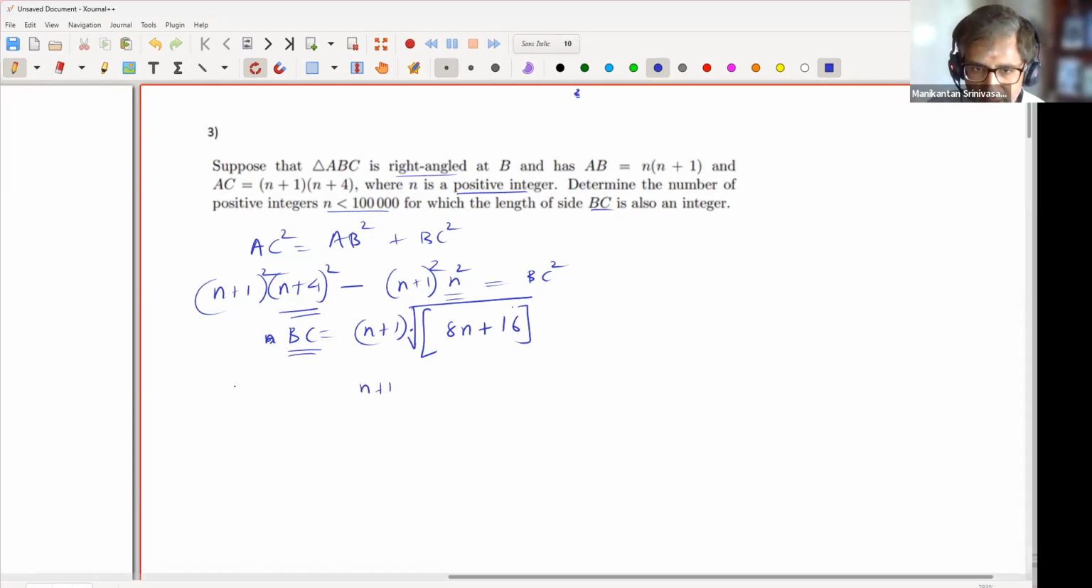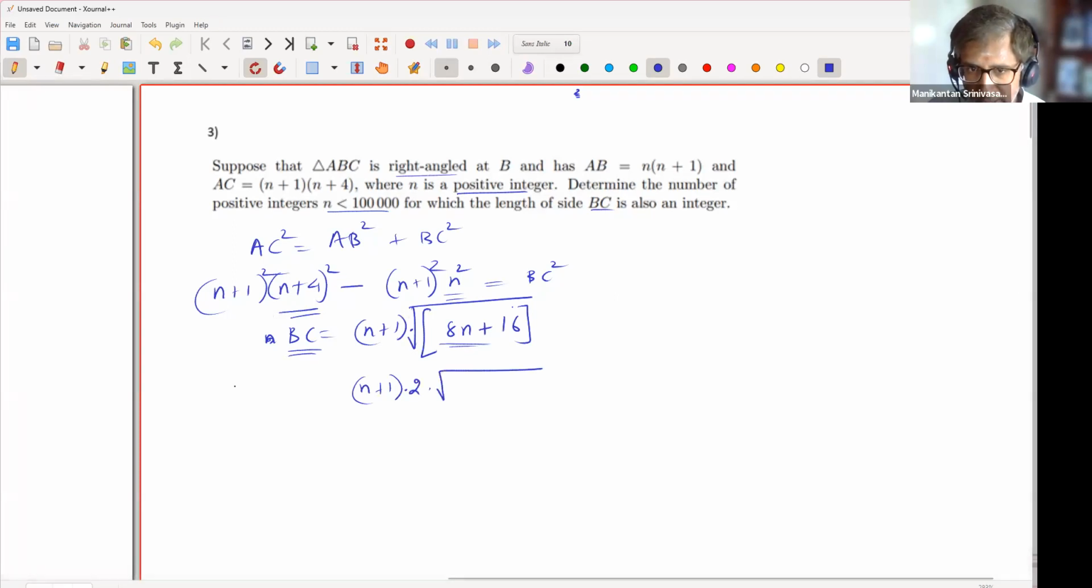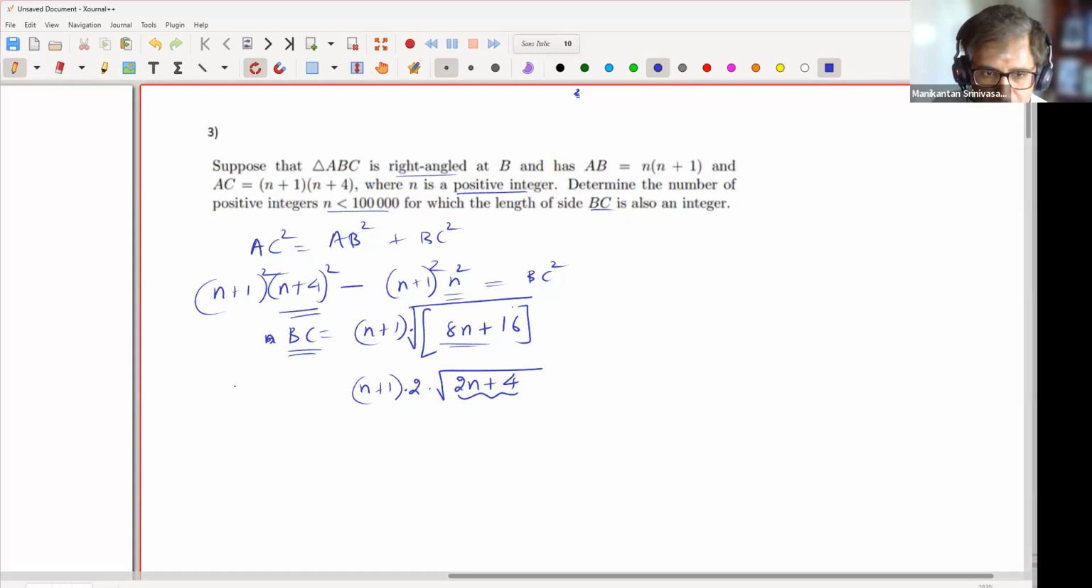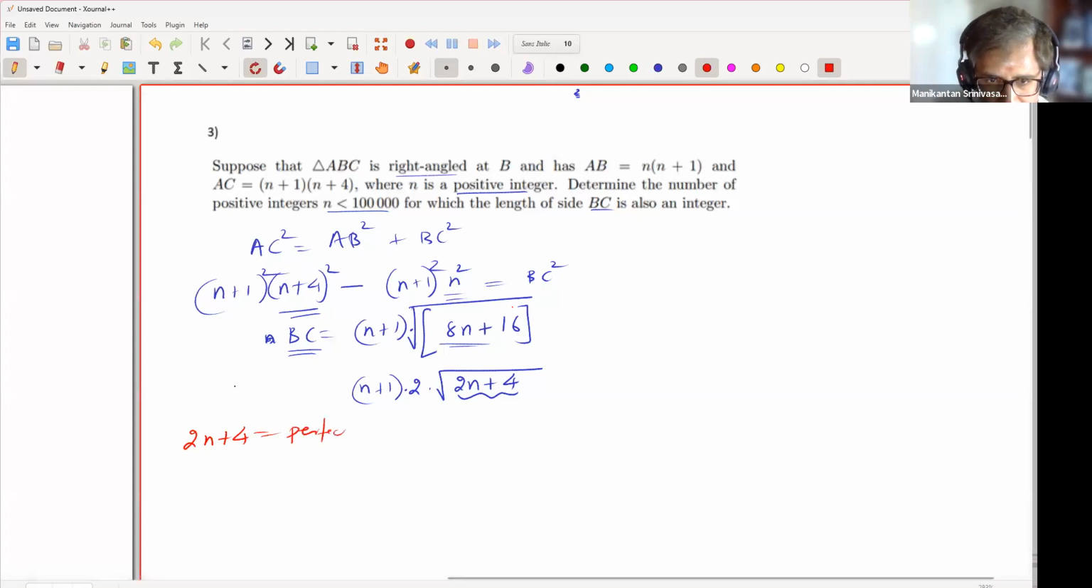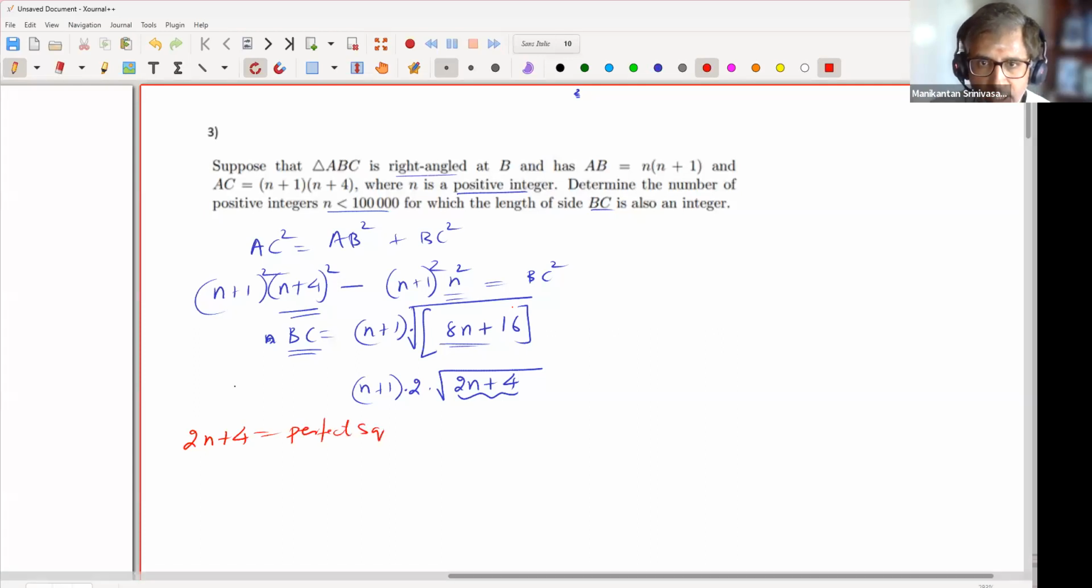I can simplify this a bit more. I can take 4 common outside, so this is 2 squared, and I can just focus on 2n plus 4. So ultimately the problem reduces to: 2n plus 4 should be a perfect square. Right? 2n plus 4 should be a perfect square, and n is less than 100,000.